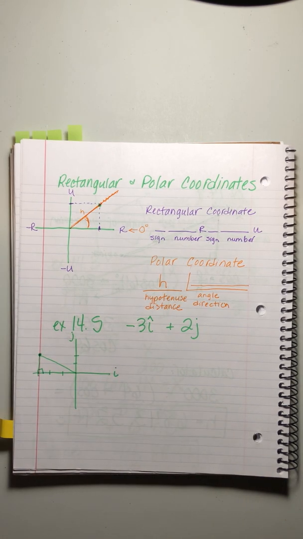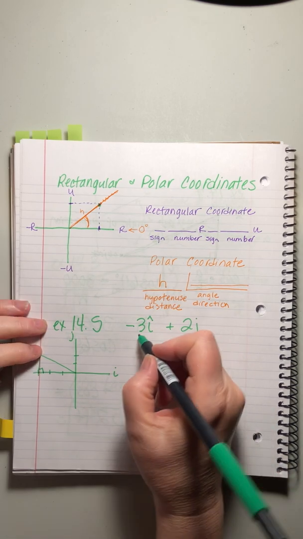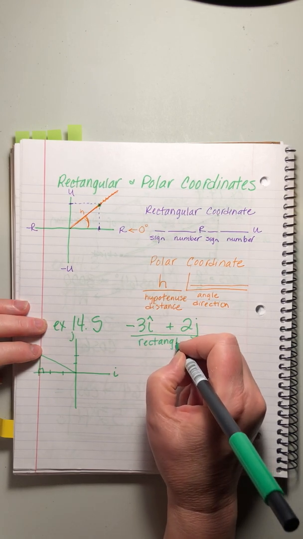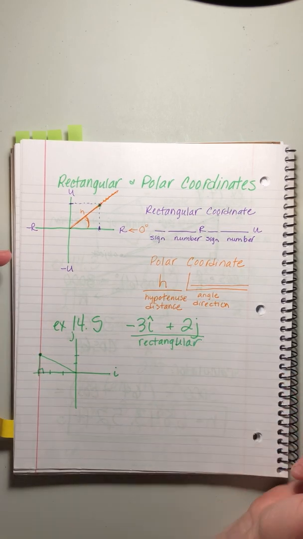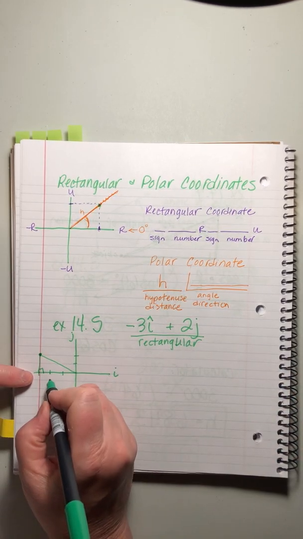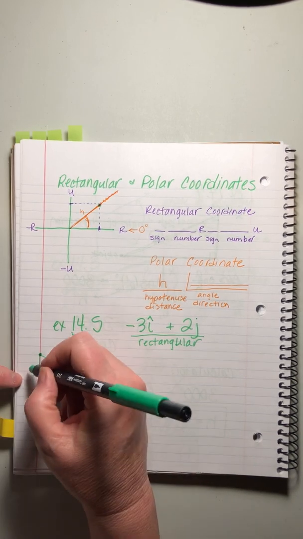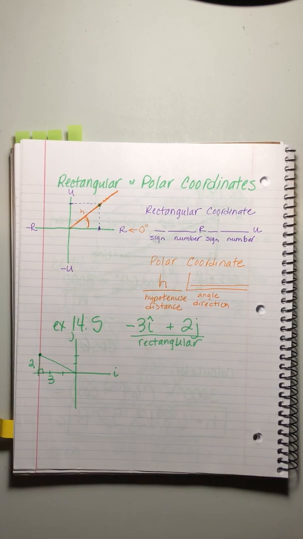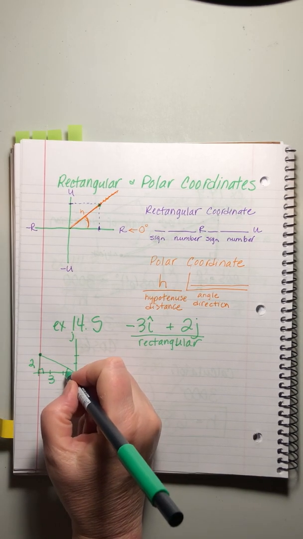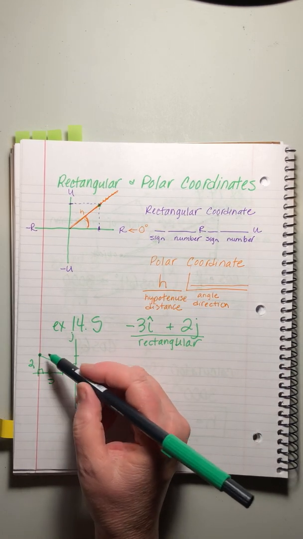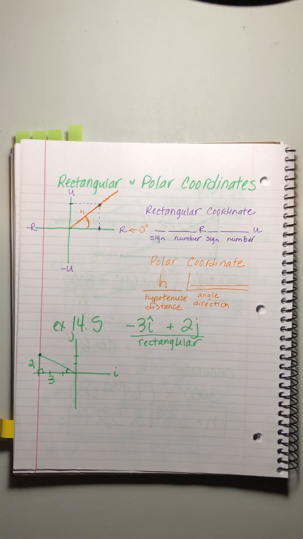Now, we're supposed to be converting this. So these we know are rectangular, right? So what do we know about this? Well, as a triangle, we know that this side is 3. It's not -3, it's 3 units long, and this side is 2 units long. In order to write it as a polar coordinate, we need to know this angle and we need to know the hypotenuse. So how can we find those? Let's start by finding the angle.